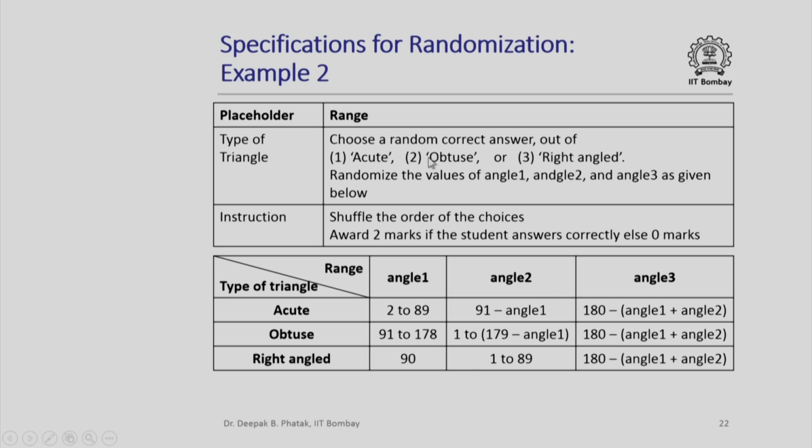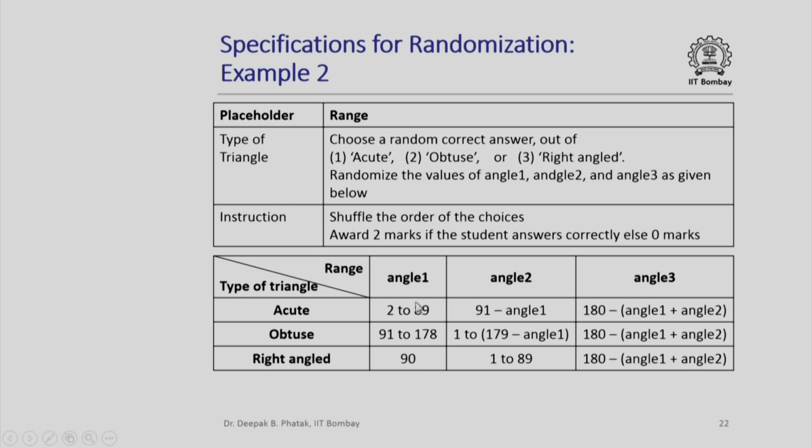How am I prescribing the values for angle 1, angle 2 and angle 3? This is interesting. I know that the 3 angles must add to 180 degrees. So I will permit one of the angles to be chosen randomly by the backend system. So I say angle 1 could be between 2 to 89 degrees for an acute triangle. For an obtuse triangle, angle 1 should be between 91 to 178, and for a right angle triangle, angle 1 should be 90.